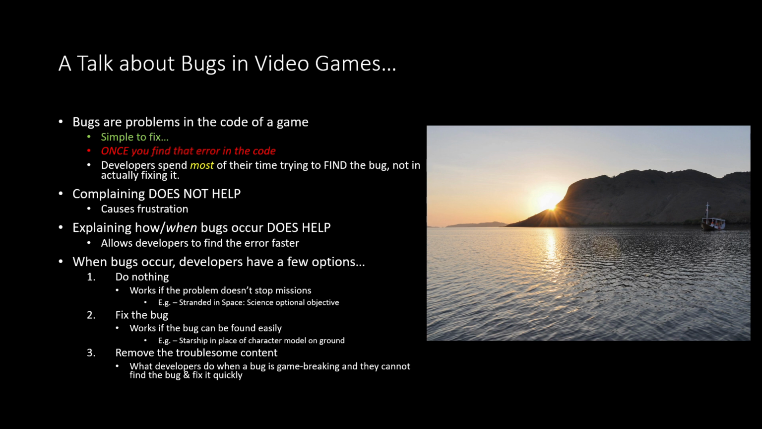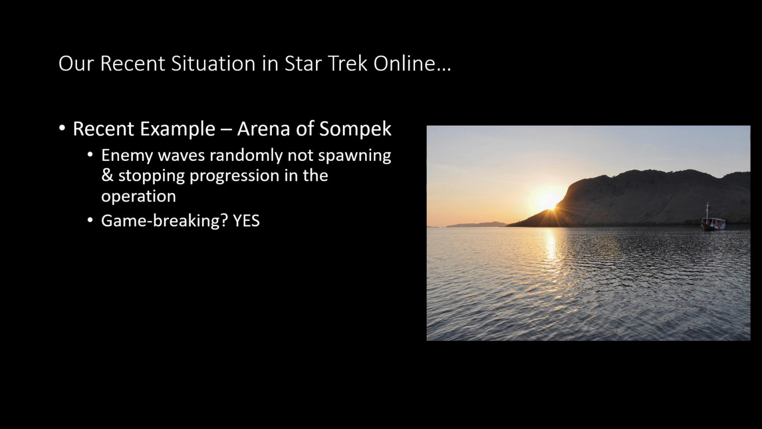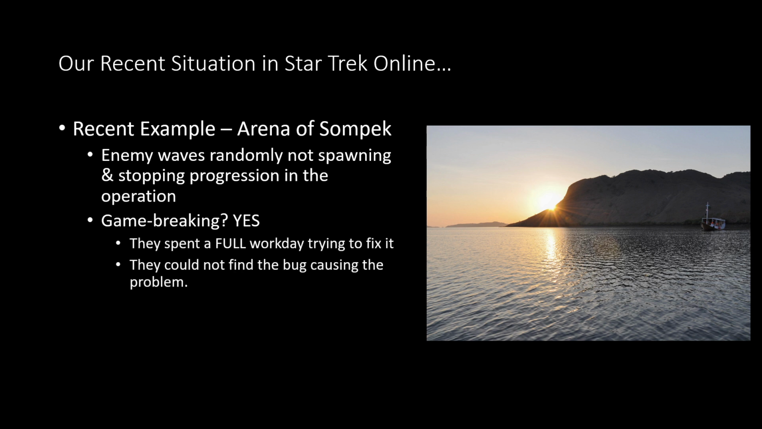The third thing is, well, if there's something that's super game breaking and they can't fix the bug, then they should just remove the content until they can fix it, and then they can put it back in, or they can just remove the content permanently from the game. And this is what happened with the Arena of Sompek, and that we had a lot of enemy waves that just randomly did not spawn, would stop the progression of the operation, many times would stop the operation from being completed. Is that game breaking? Of course it is.